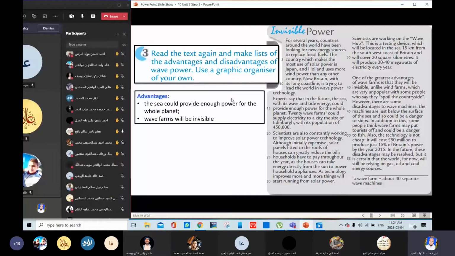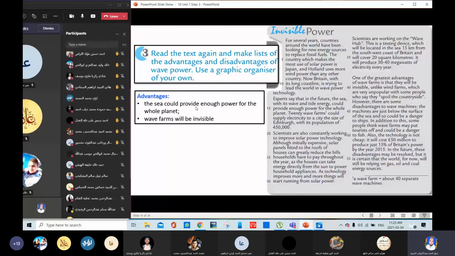Teacher, so the advantages, yes, can I add a disadvantage? Yes, as you like. Okay, Shadi. Building them costs a lot of money. Yes, the technology is not cheap. Very good. It's expensive. Thank you, Shadi. So the advantage: the sea could provide enough power for the whole planet, our Earth.